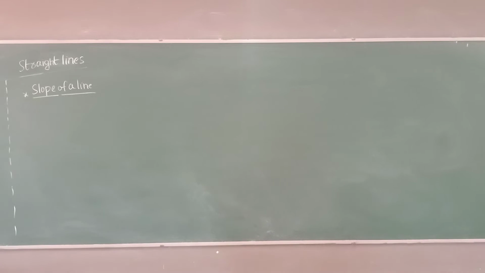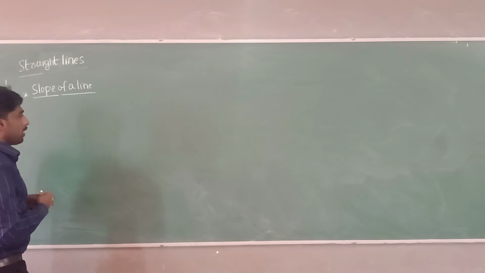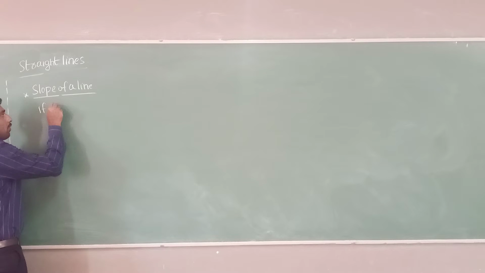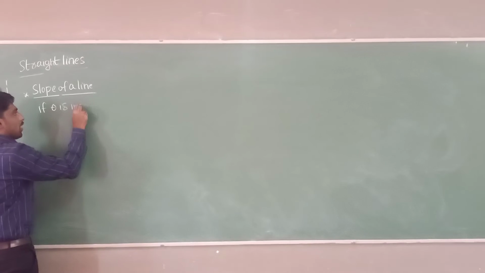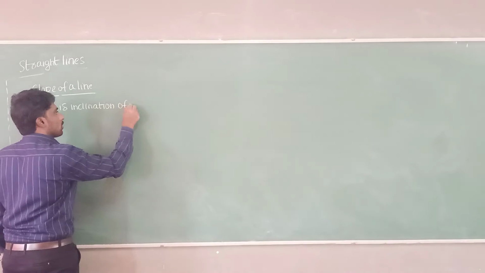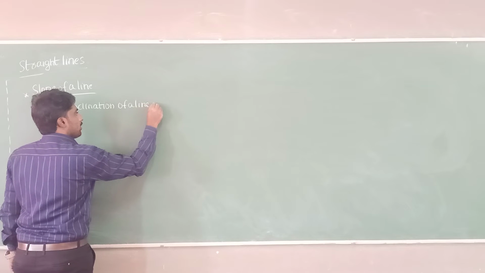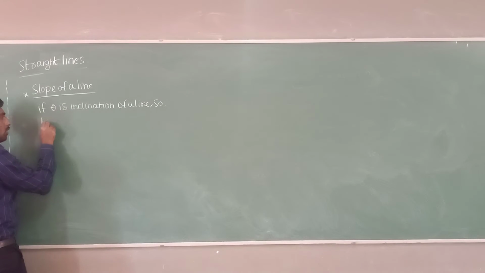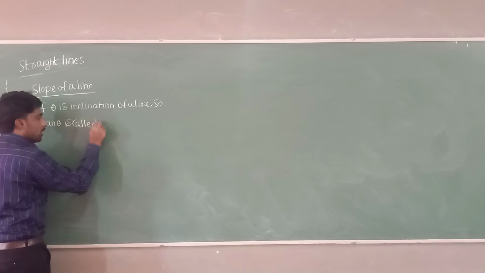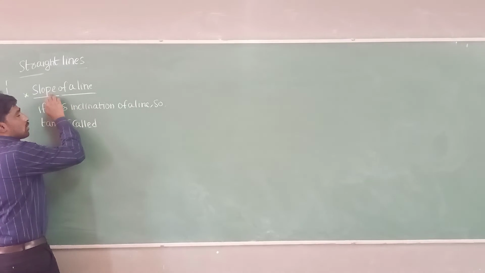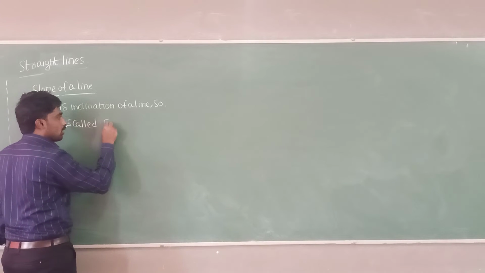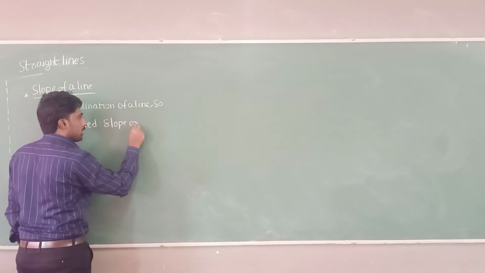Here, the slope of a line is, okay, I am telling the definition, you listen very carefully. If theta is the inclination of a line, then tan theta is called the slope or gradient of a line. So slope has another name, that is gradient. This tan theta is called slope or gradient of a line.